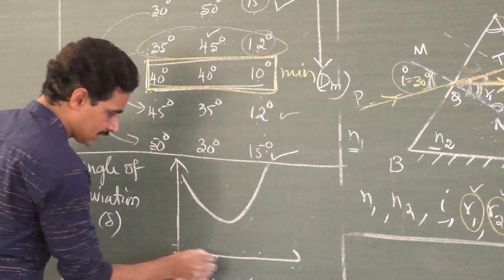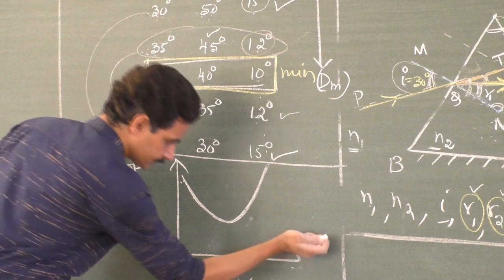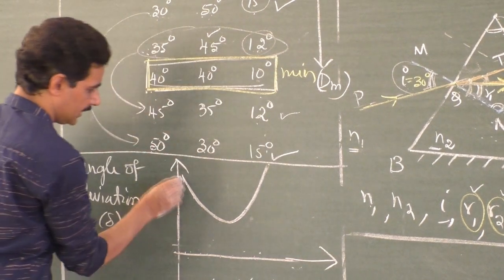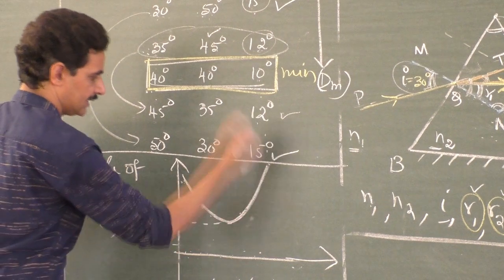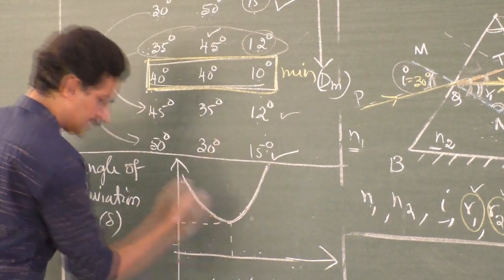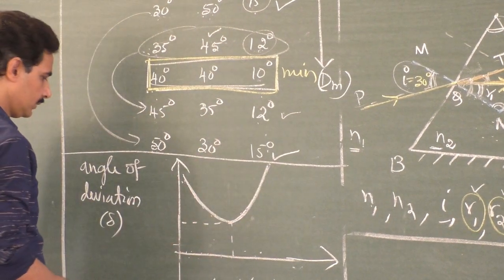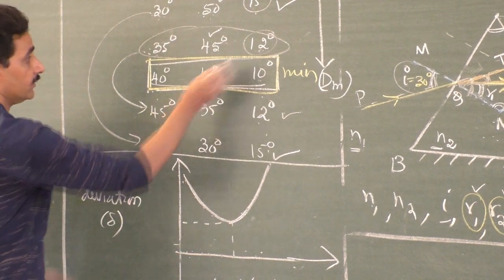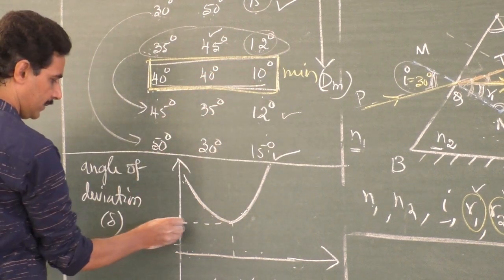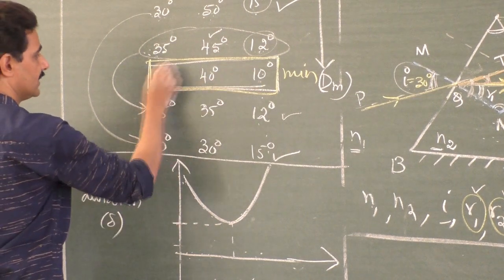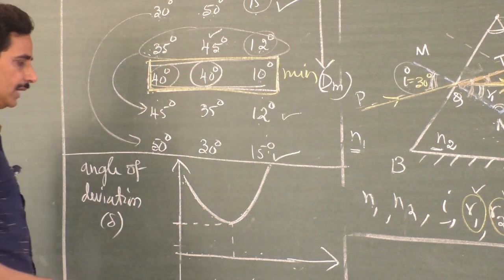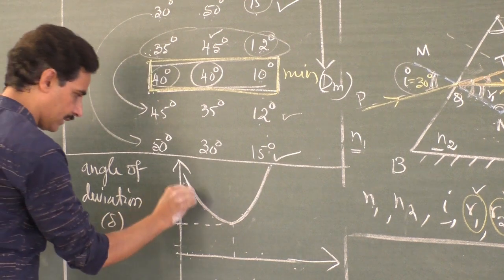So as the angle of incidence increases, angle of deviation decreases, reaches a minimum value, and then starts increasing. From here onwards, it increases. Now, if you see this graph, this is the minimum angle of deviation, that is 10 degree, that is for two angles of incidences, but they are same. Correct? So you can analyze this in the graph.